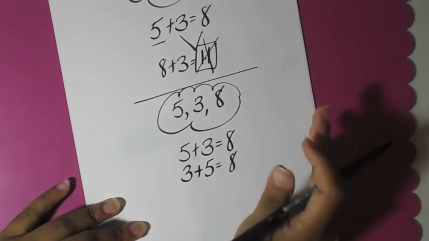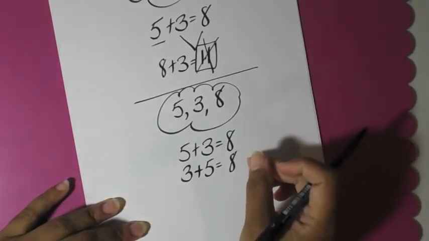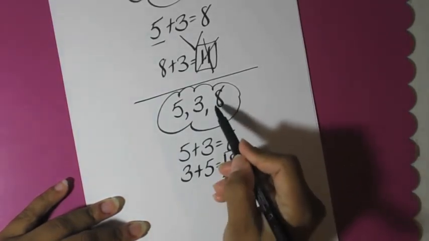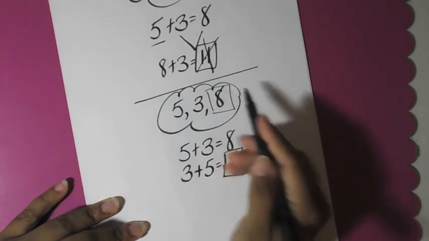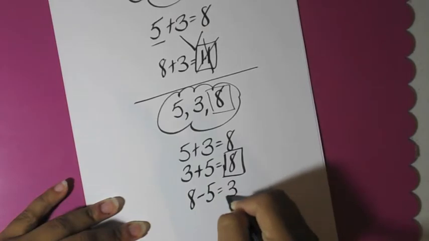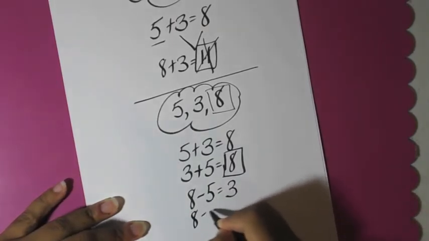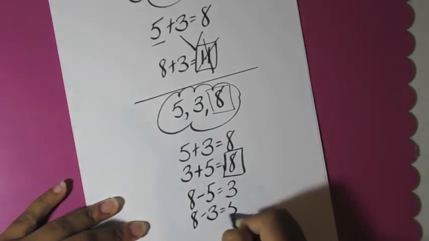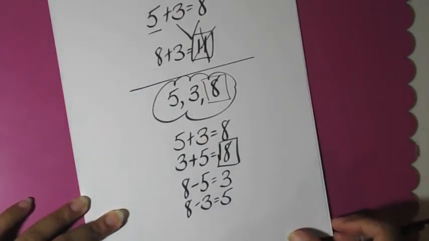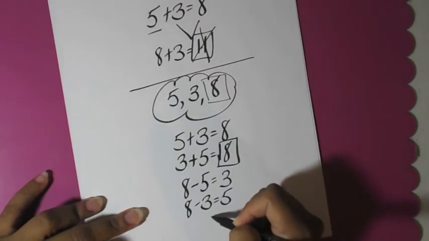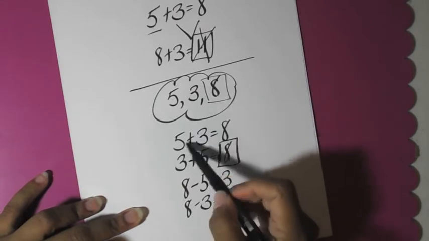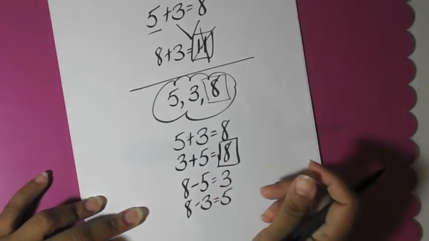The clue for subtraction was that the fact family for subtraction had to begin with the largest number in the fact family, which is 8. So then we're going to say 8 take away 5 equals 3. And then 8 take away 3 equals 5. And that is our fact family. Those are all 4 math equations that we've created using 5, 3, and 8, both addition and subtraction.